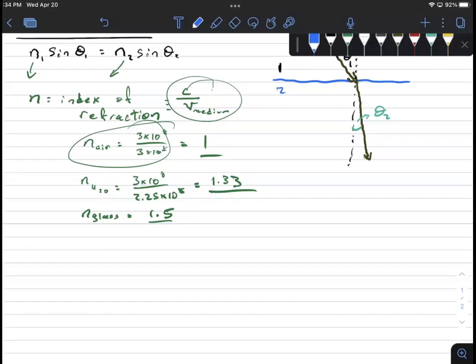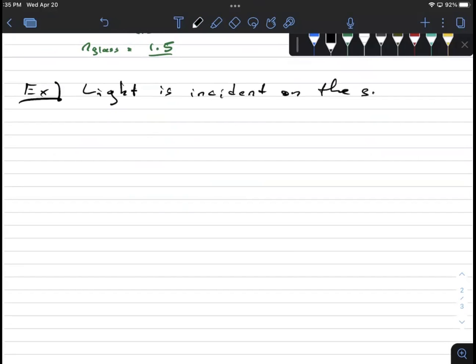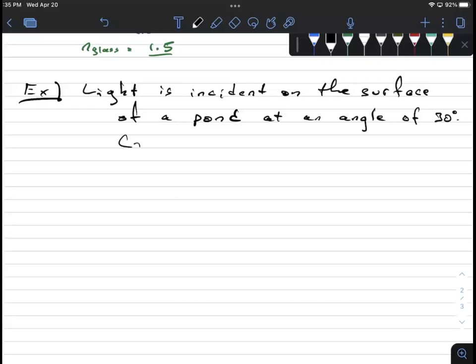So with that said, if we were to do an example of how to use Snell's law, this is what we would do. Here's the question. Light is incident on the surface of a pond at an angle of 30 degrees. Calculate the angle of refraction.